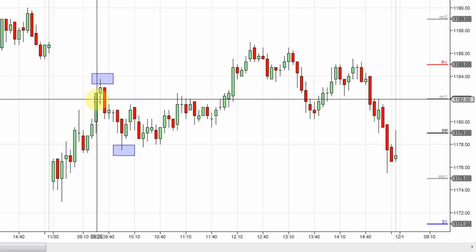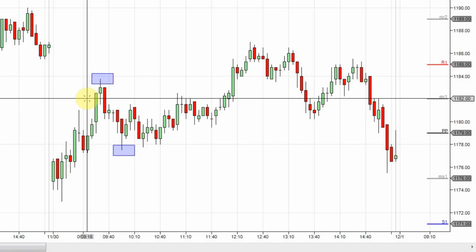So when the price came up in live trading and hit that MR1 level, had you had this indicator, you would have gotten an audible alert, a pop-up alert, and/or an email alert, your choice or a combination, notifying you that MR1 had been tested or violated. What you do with that information is up to you.